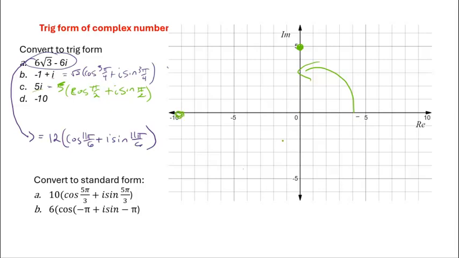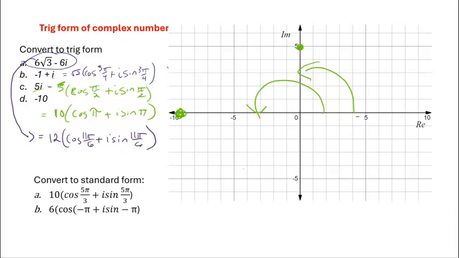Negative 10's right here. What's the angle that points to that? Oh, that's pi. And what's the distance from the origin? It's 10. So be careful here. That's positive 10 times the cosine of pi plus i sine pi.